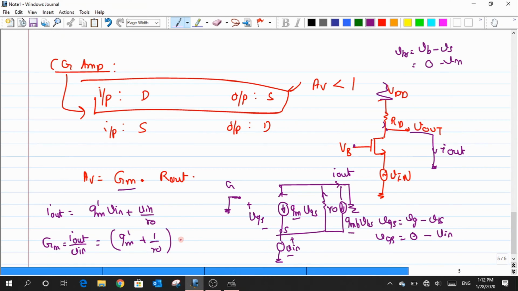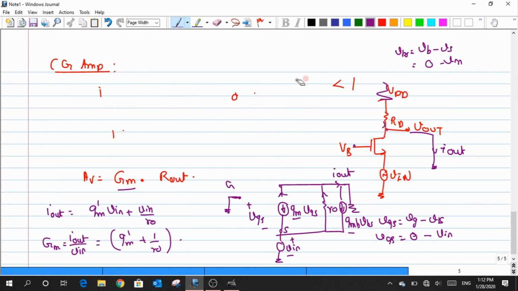Now, as I said before, this circuit has a value of Rin which is finite. In all the previous circuits, we always fed our inputs to the gate, due to which we always had the small signal input resistance as infinity. In this case, is the small signal input resistance still infinity? No. Why? Just because we are looking into the source terminal.